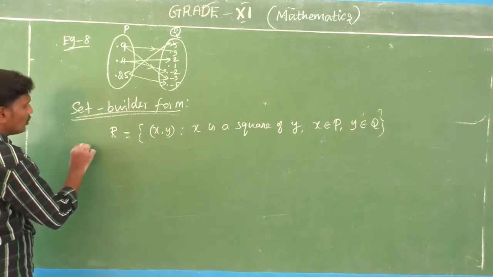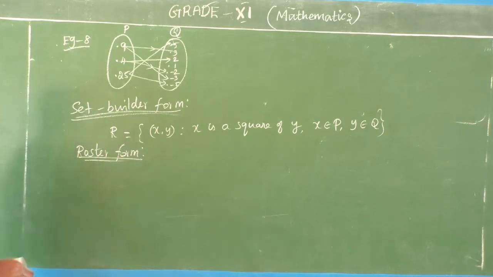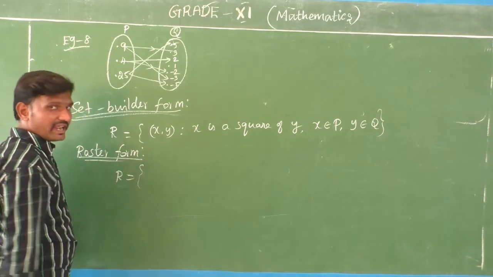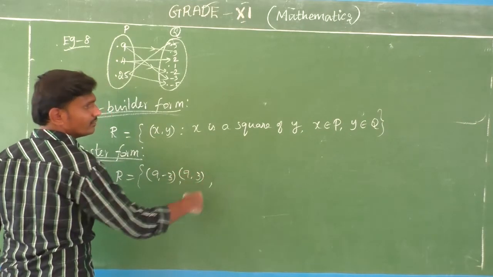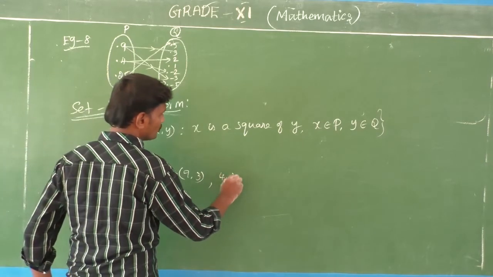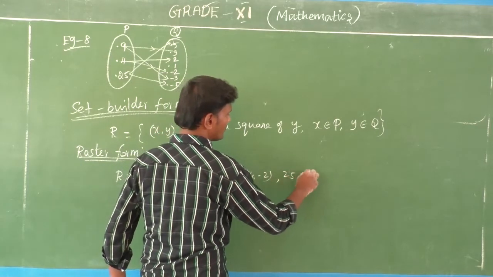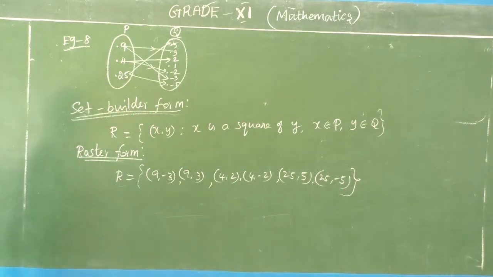Now I am coming to roster form. How to write the roster form? It's very simple. You have to write 9 comma what? R is equal to open bracket and 9 comma -3, 9 comma +3, then 4 comma +2, 4 comma -2, 25 comma +5, 25 comma -5. So these are the ordered pairs in your relation. That is a subset of A cross B. Okay? Have you got it, students?